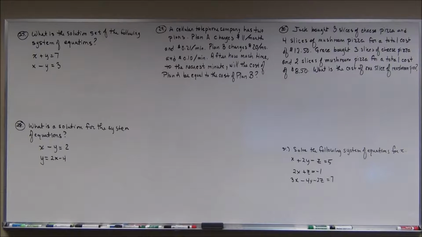Okay, we're back at it. Problem number 27. What is the solution set of the following system of equations? Well, I looked at the answers. The answers are not written with set notation, so I think they're just asking you for the ordered pair.